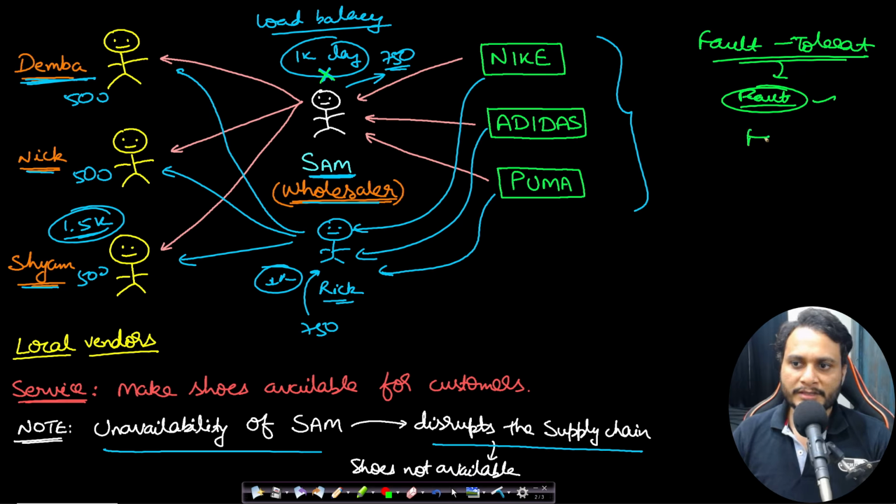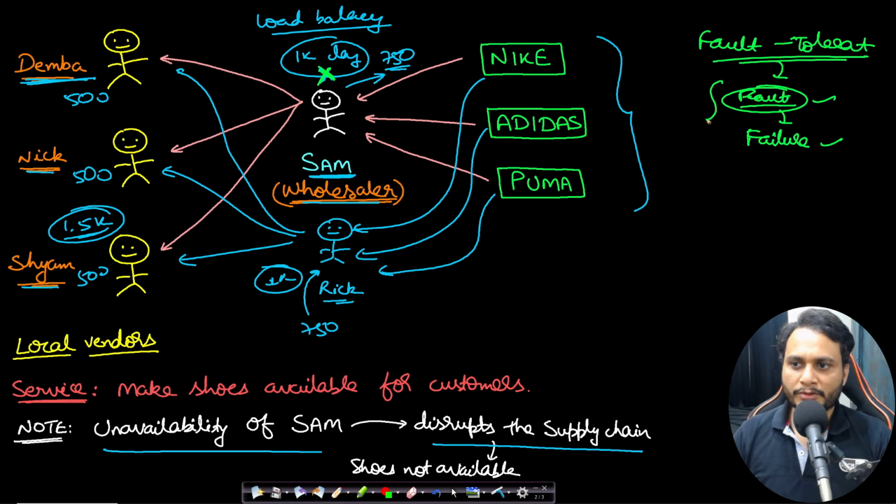But what would be called as a failure? Failure would be failure of service. What is the service that these local vendors are providing? Making the shoes available to the end user. So if Sam is unavailable, that means Sam is faulty, then the shoes will not be available to the end user. So the fault is leading to the failure of service, which is to supply shoes to the end user.